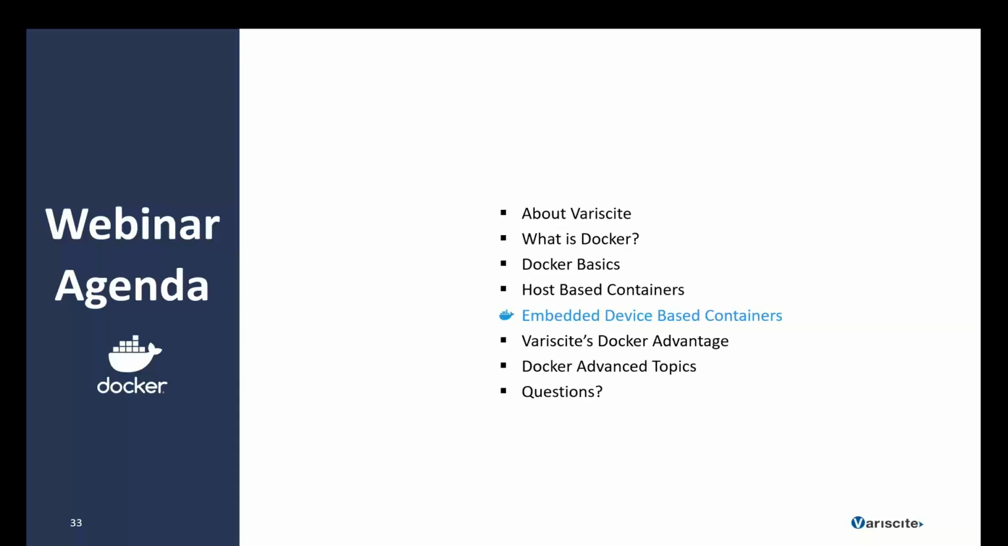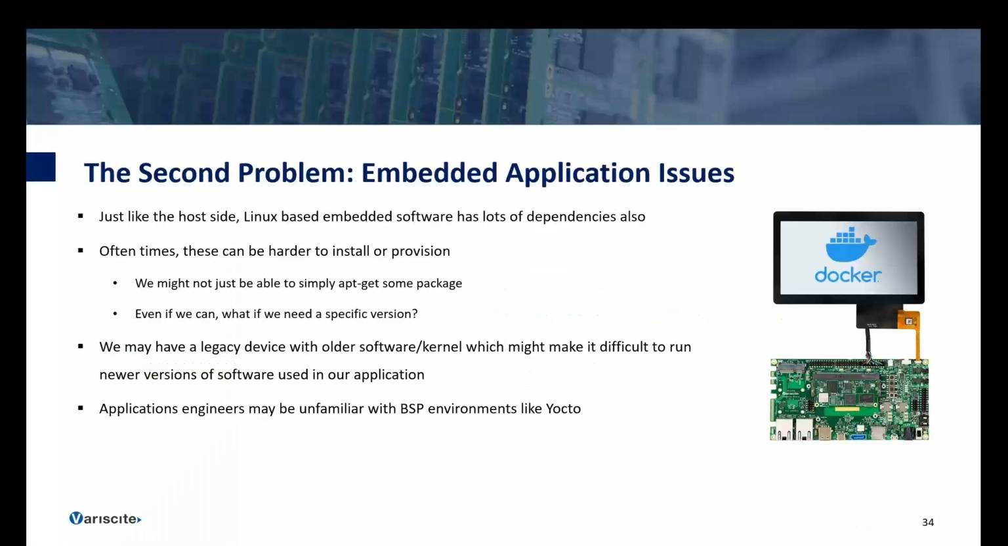So now that we've talked about the host side of things, I want to talk about the embedded device side of things. The second major issue in embedded design is embedded application issues. Just like on our host side, Linux-based embedded software has lots of dependencies also. Oftentimes, these can be harder to install or provision. We might not be able to just simply apt-get some package. And even if we can, even if we're running, for example, our Variscite Docker release, what if we need a specific version?